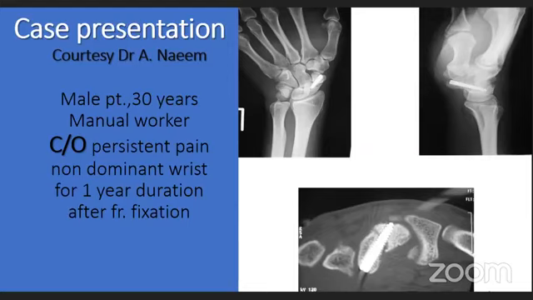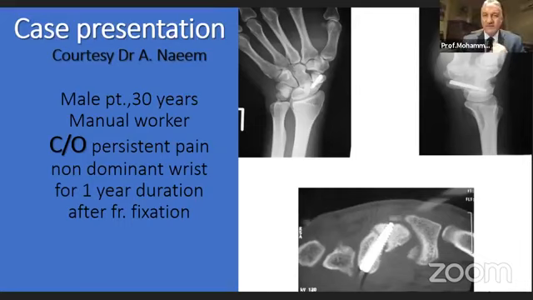So, Dr. Mohammed, you prefer to go from volar approach for this case, yes? Yes, I would remove the screw, correct the humpback deformity, restore the anatomical configuration of the scaphoid, put the bone graft vascularized or non-vascularized, and then fix.